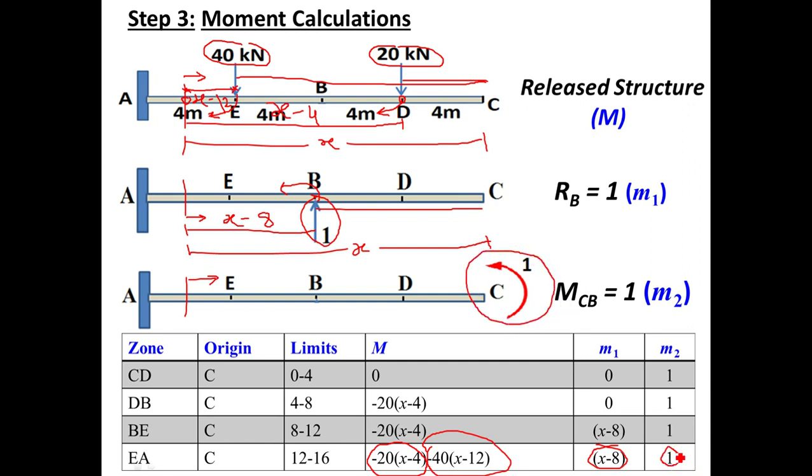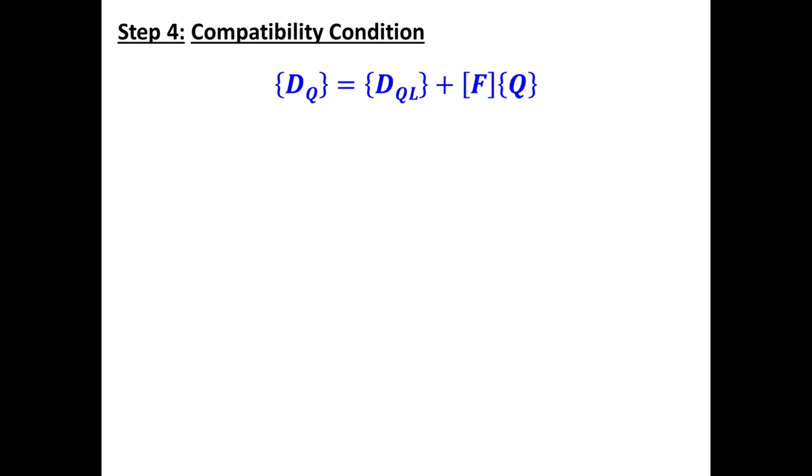So this is the final table of the moments in various zones of all three figures, that is the release structure and unit load figures. Once you calculate these moments, the rest of the part is only calculation. With the help of all these moment values, we have to find all the matrices involved in the compatibility condition. One by one we'll determine all the matrices. So the compatibility condition is dq equal to dql plus f into q: dq vector, dql vector, f matrix and q vector.